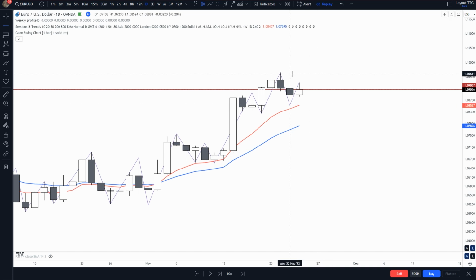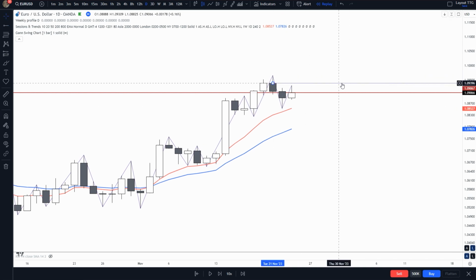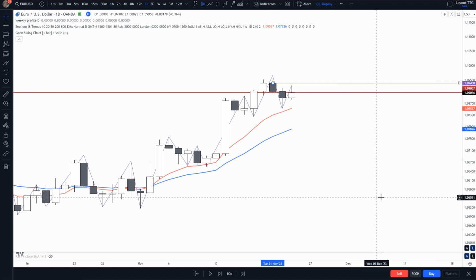And now we go ahead and use the closing prices of the peaks that you see here in the Gann chart. And I add a ray for every level and apply a template. With this method, I build a frame of support and resistance levels around the current price.